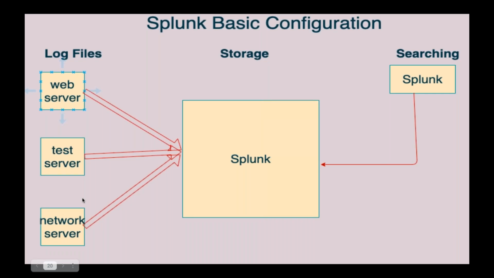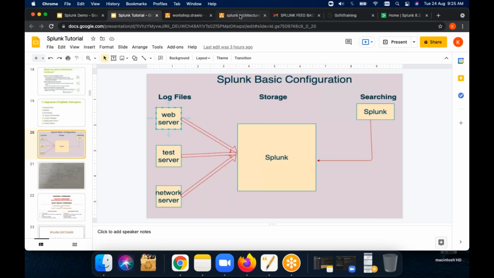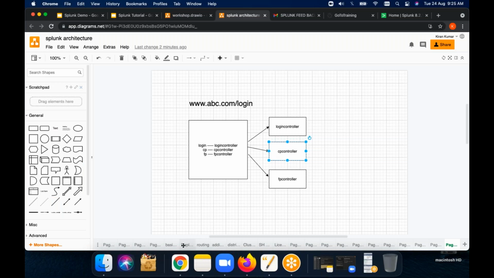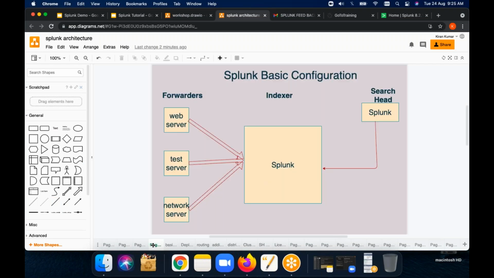So let us go here. Now these are the forwarders. What we have understood is that in order for the data to be forwarded from the client side servers, first of all we have to install forwarders on these client side machines. Now we have known that there are two types of forwarders. One is the universal forwarder and the other is the heavyweight forwarder.